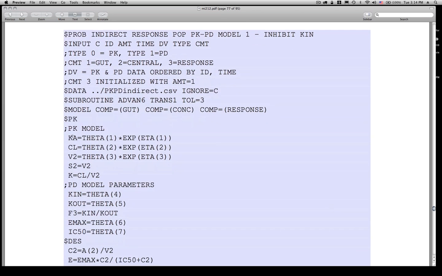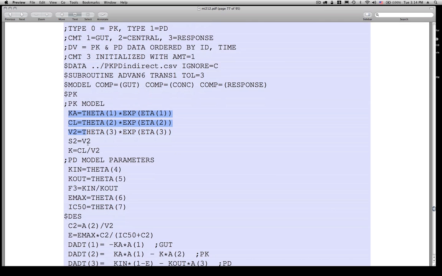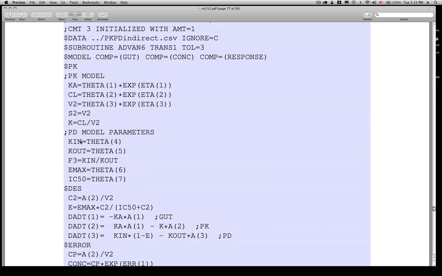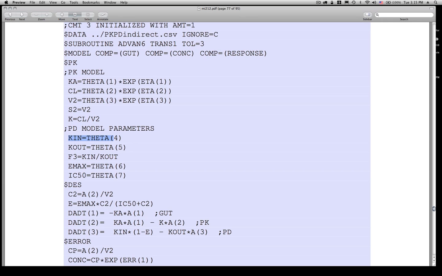We can define a PK model just as always with a Ka, clearance, and volume. These are not recognized variables, but we'll use them in the differential equations, and K here is the exit rate constant. For the PD model parameters, we have a Kin, the zero order formation rate constant. We have a Kout, the first order elimination rate constant. We have F3, which is defined as the ratio of Kin and Kout. F3 is equal to R0, the baseline response. And an Emax and an IC50.